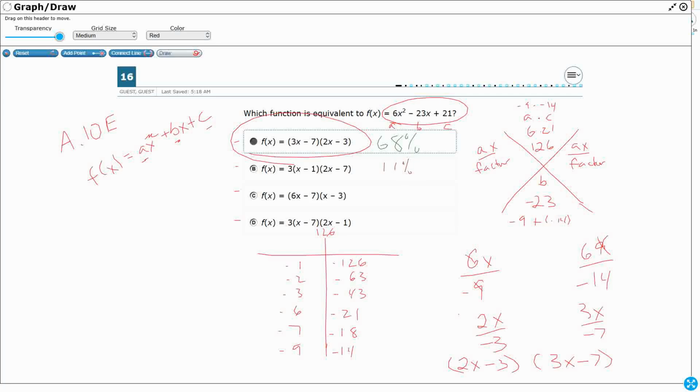11% for B, 14% for C. That was the most chosen incorrect answer. Then 7% for D. But overall, we did fairly well. Seventh easiest item, or tied for the seventh easiest item on the test.